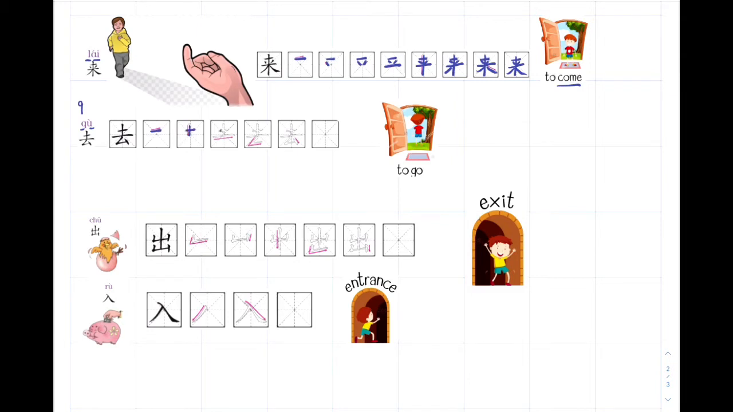一二, 一二三, 一二三四. 1, 2, 3, 4, 5. 5 strokes, relatively easier. 1, 2, 3, 4, 5. Hopefully you're catching up. Well, always remember to leave your questions down in the comment section. This is the first set of opposite verbs, 来 and 去.